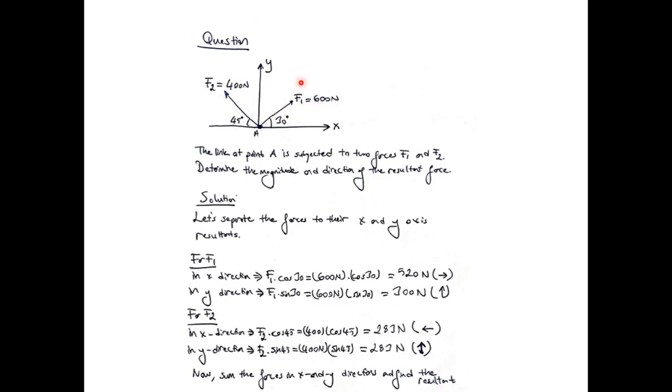The first one is F1 with a magnitude of 600 newtons, and it is making 30 degrees with the horizontal. And the second force is F2 with a magnitude of 400 newtons and making 45 degrees with the horizontal. And we are asked to find the magnitude and direction of the resultant force.